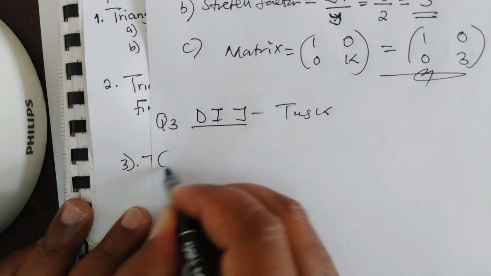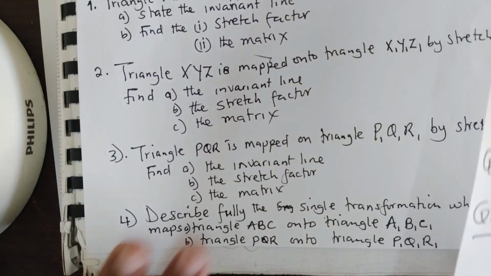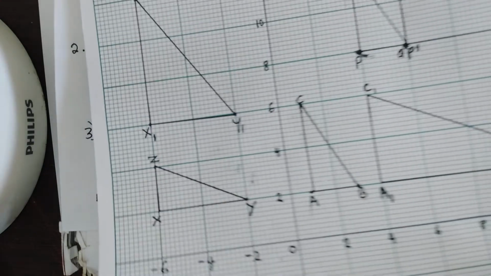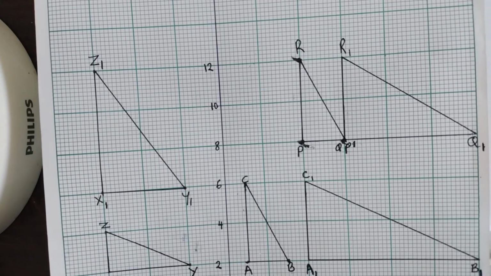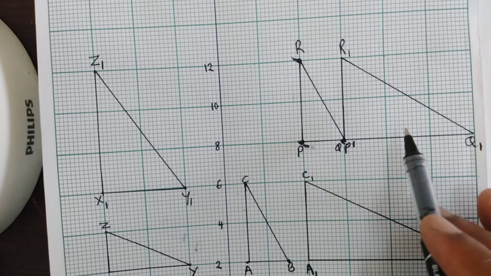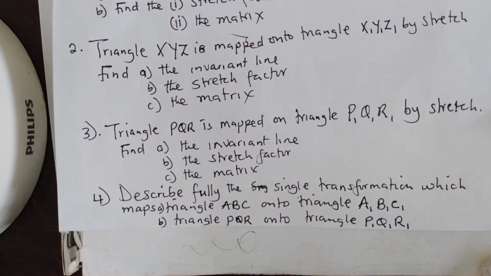So we go to question 4. What is question 4 saying? You need to take note that by PQR we mean the same diagram that you'll have already drawn, which is this one. So this is mapped onto that one. So you find the invariant line, stretch factor, and the matrix. Okay, so we go to the next one.